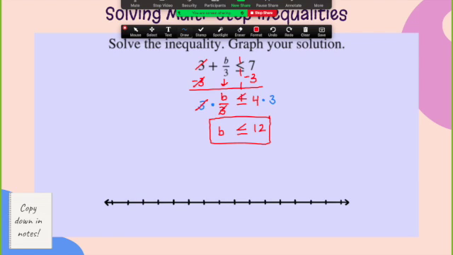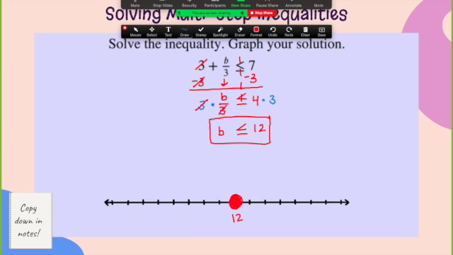The last thing to do is just to graph. So I'm going to start off with a circle, and it's telling me that b is less than or equal to 12. That means b can be less than 12 or b can be equal to 12. And because b can be equal to 12, that means that I'm going to fill in this circle and write down 12 underneath, because we are including 12 into our numbers that b could possibly be.